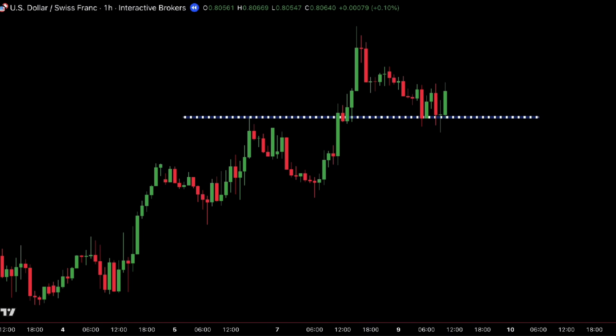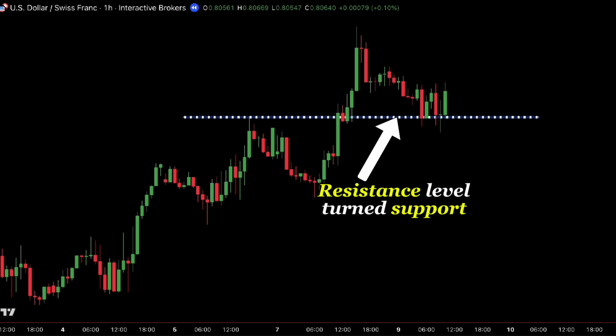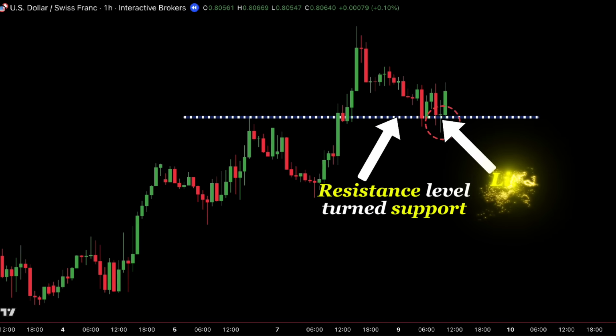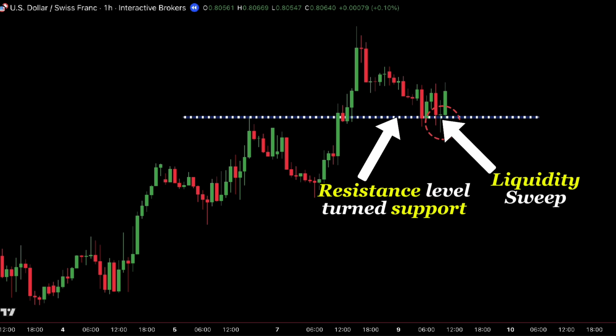Here, when price reaches this resistance level that previously acted as support, it breaks below it and then closes back above, forming a clear liquidity sweep. This signals that the retracement has ended and that a new impulsive move to the upside is likely beginning. So on the hourly time frame, the market is clearly bullish. That means any short trade on the 5-minute chart is simply trading against the trend, and in most cases, that's a waste of time and money.